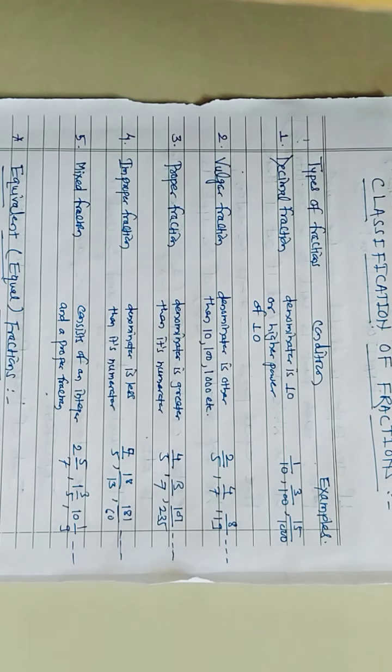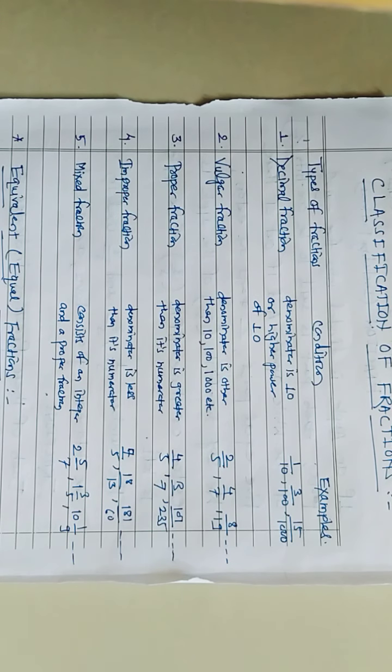Now the next type of fraction is the mixed fraction. Mixed fraction means what is the condition? It consists of an integer and a proper fraction. See the example, 2 whole 5/7, which means here 2 is an integer and 5/7 is a proper fraction. So this fraction is called the mixed fraction. See 1 whole 3/5, 10 whole 1/9. So these are examples of mixed fractions.